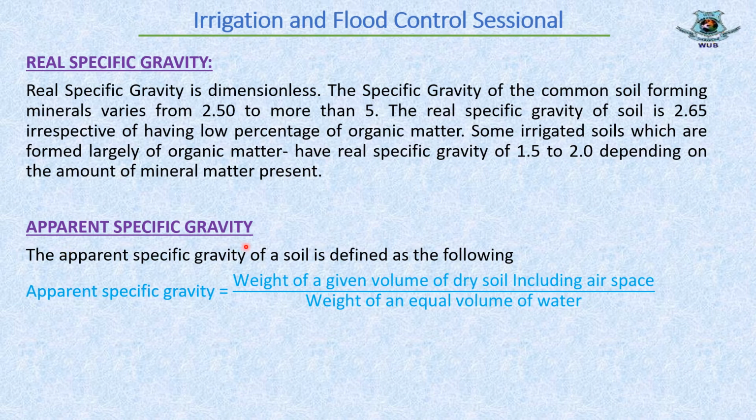Apparent specific gravity. It is the ratio between the weight of a given volume of dry soil, including air space, to the weight of an equal volume of water. This is also dimensionless. That means apparent specific gravity also does not have any unit.